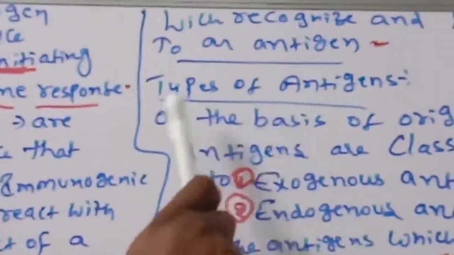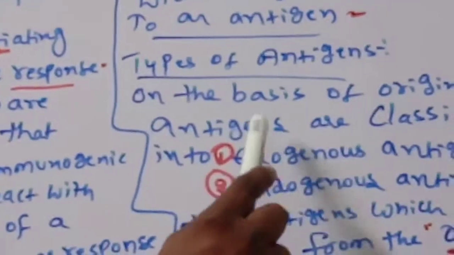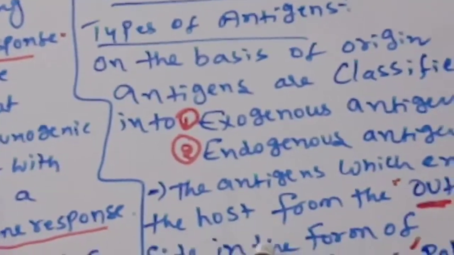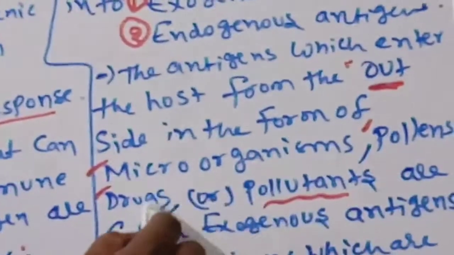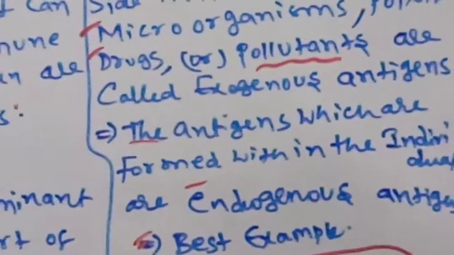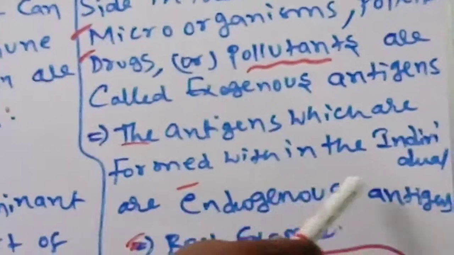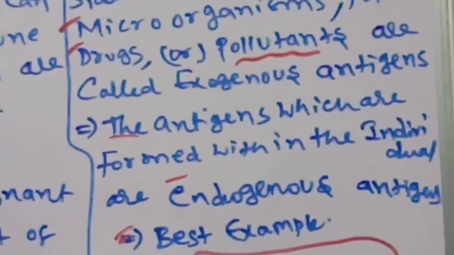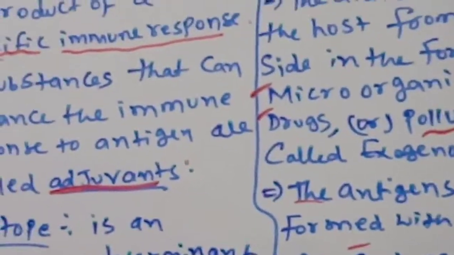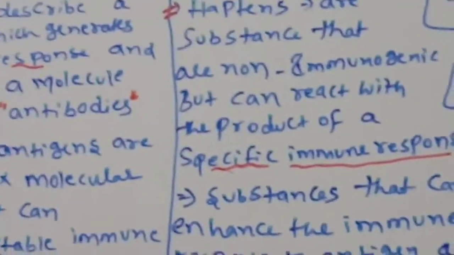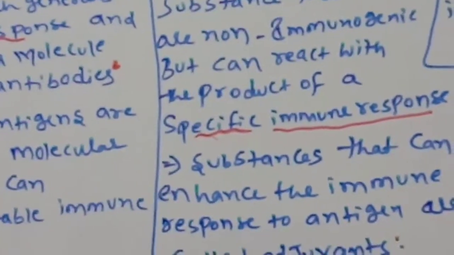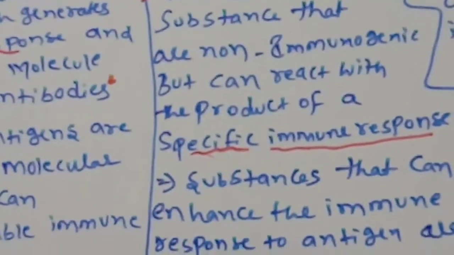Types of antigen. On the basis of origin, antigens are classified into exogenous, from outside, and endogenous, from inside. The antigens which enter the host from outside in the form of microorganisms, pollens, drugs, and pollutants are called exogenous antigens. The antigens which are formed within the individual are called endogenous antigens. The best example is blood group antigens. Children, this is the most important point to remember.